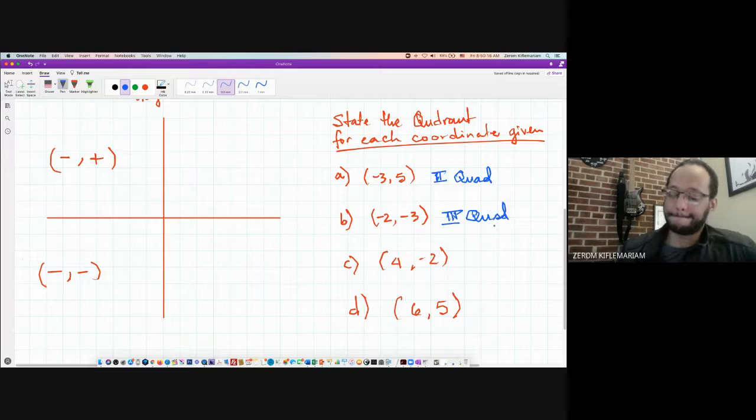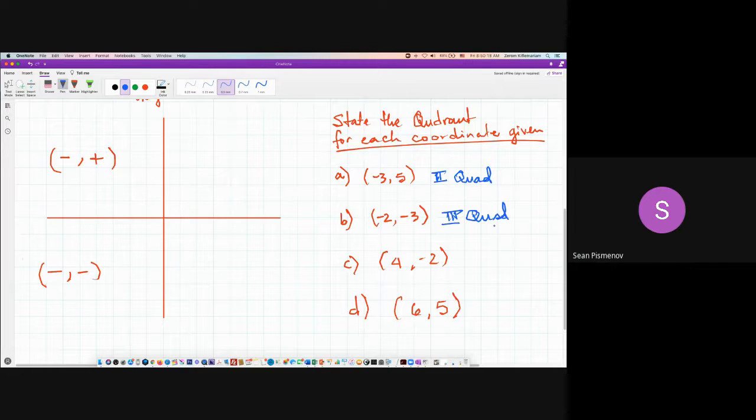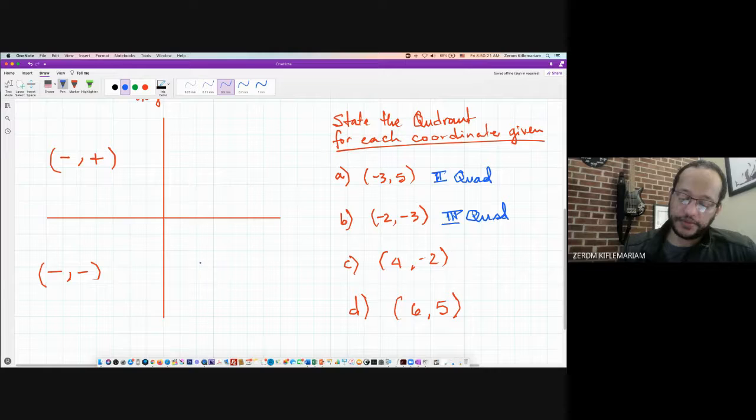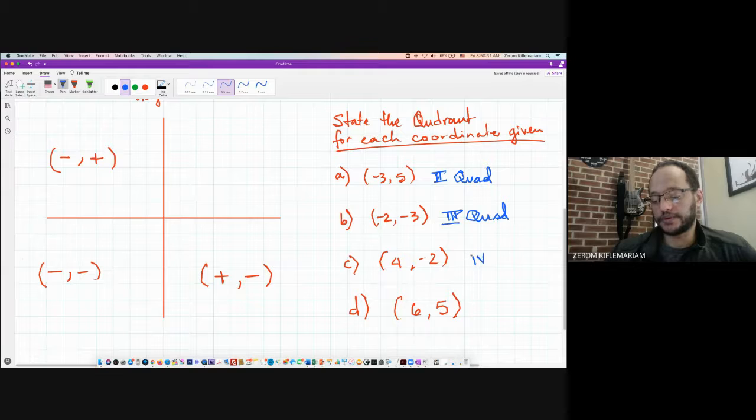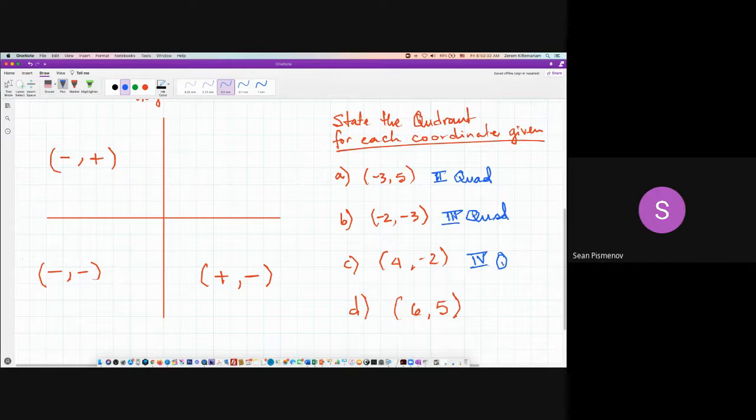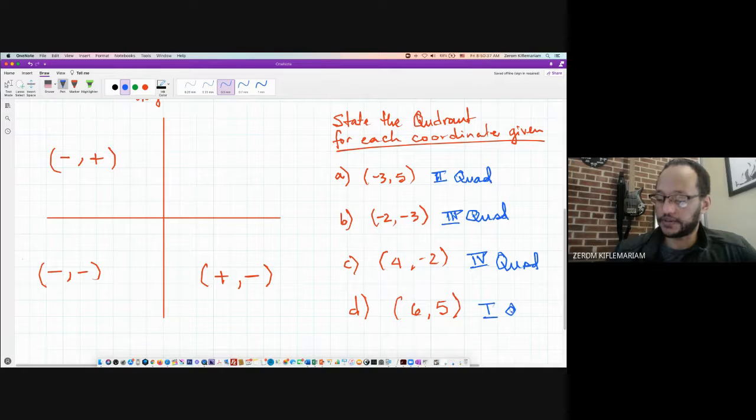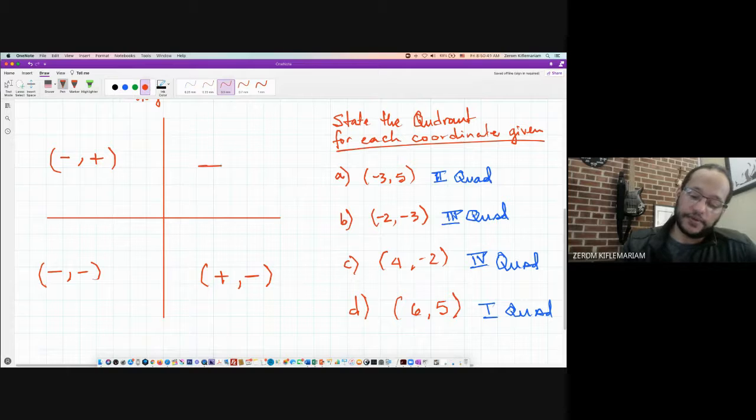And C would be fourth quadrant. C is fourth quadrant because in the fourth quadrant the x value is positive and the y value is negative. And the last one would be first quadrant, because everything is positive in the first quadrant.